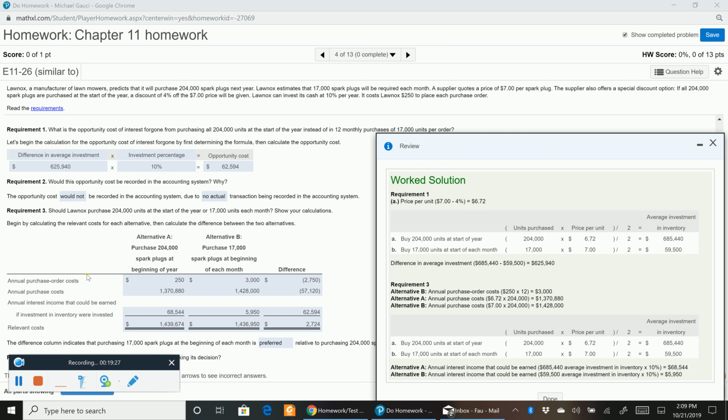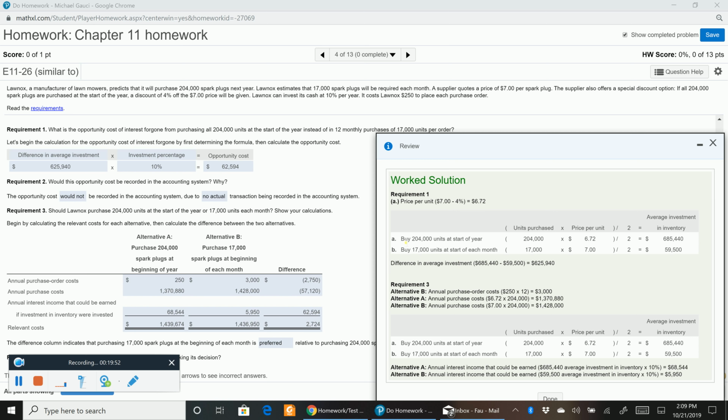Or should we purchase 17,000 spark plugs each month? We also will consider the investment gains that we could make on the money. Remember, we can make 10% on our idle cash. That needs to be considered. Okay, so here is how we're going to calculate it.